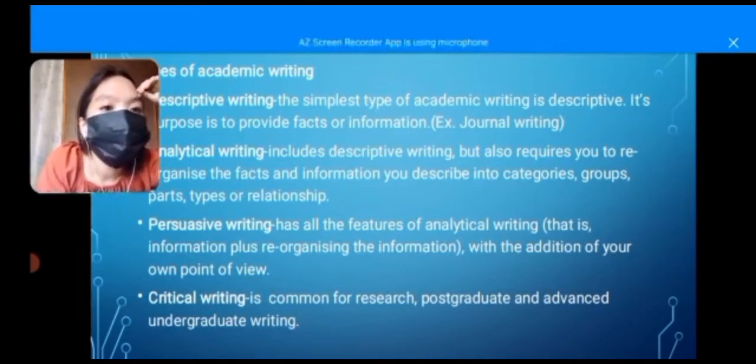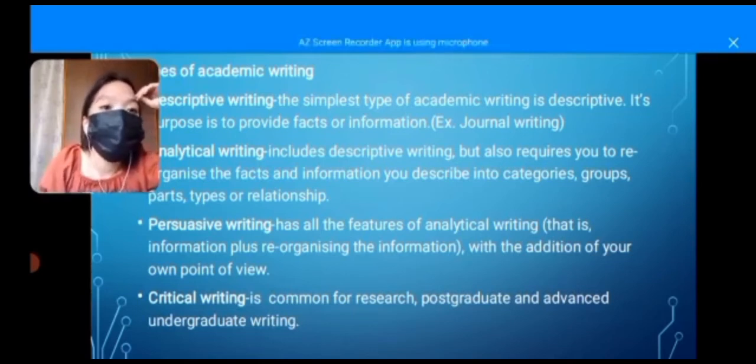Analytical writing, guys, still includes descriptive writing, but it requires us to reorganize the facts or information that we get or learn, and we need to describe it through categories or groups, parts, types, or relationships.